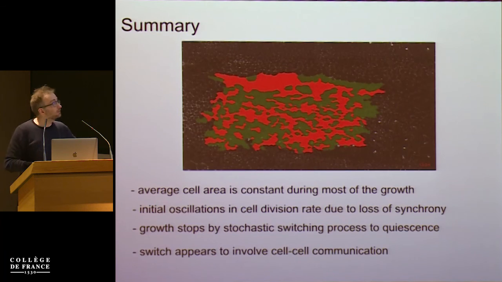neighbors. Okay, and so to summarize, the area is constant during most of the growth. There are oscillations that are just due to loss of synchrony. The growth stops by a stochastic switching process to quiescence, and the switch appears to involve some communication between neighbors.